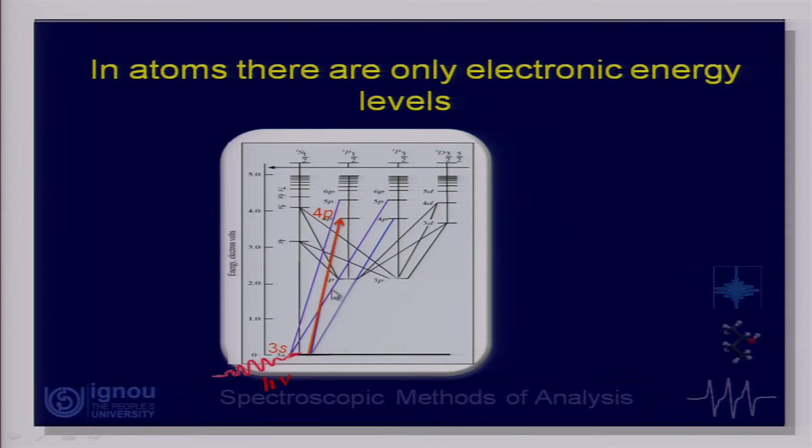And this kind of an interaction, that means absorption of radiation by a molecule or an atom and consequent excitation, actually forms the basis for atomic absorption spectroscopy. We will talk about this in detail at a later stage.